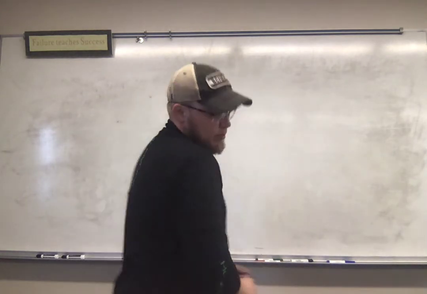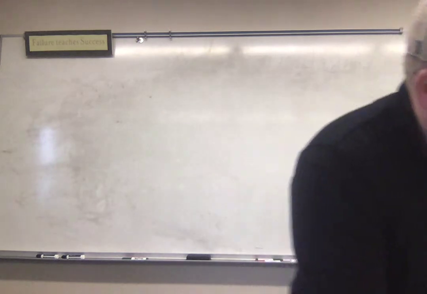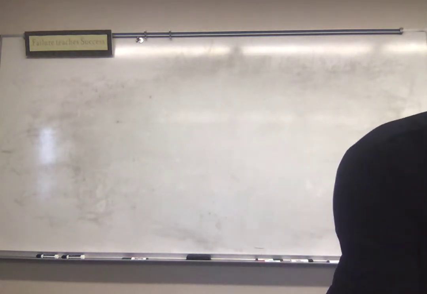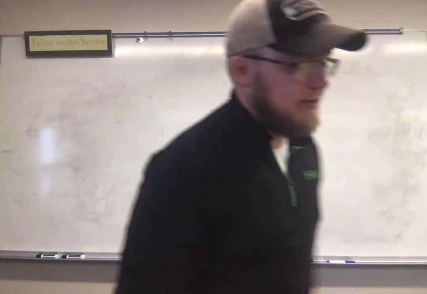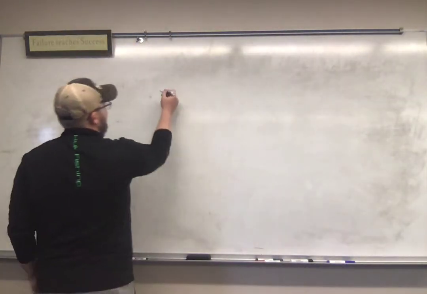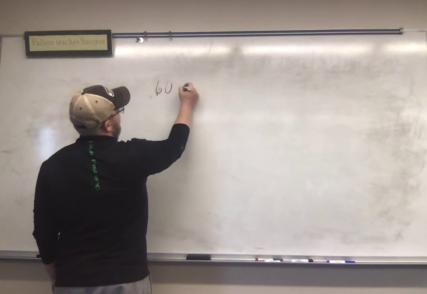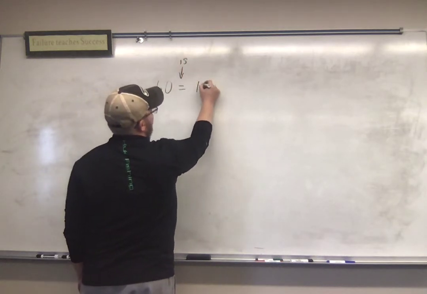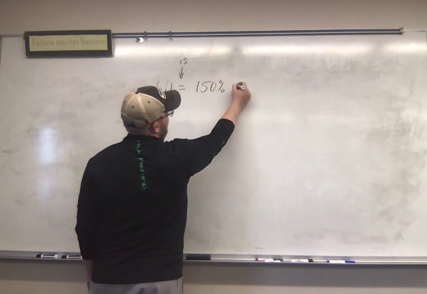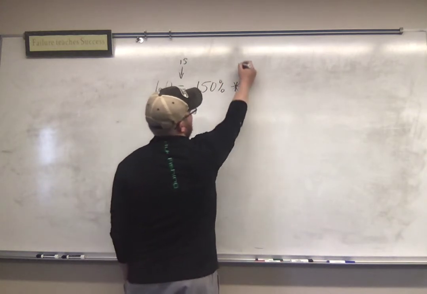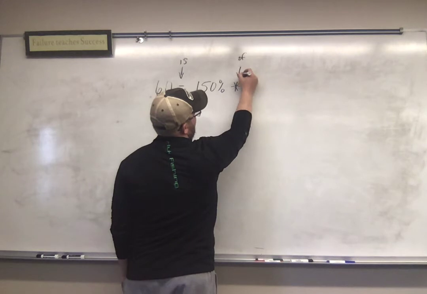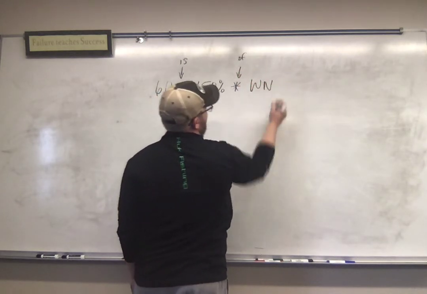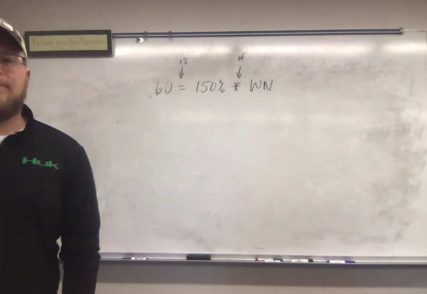Okay, and we're going to jump to example 5. It says 60 is 150% of what number? So we'll just write that out. 60 equals, remember that's is, 150% of, is times, and then we're looking for a number. What number? That's what we're looking for.